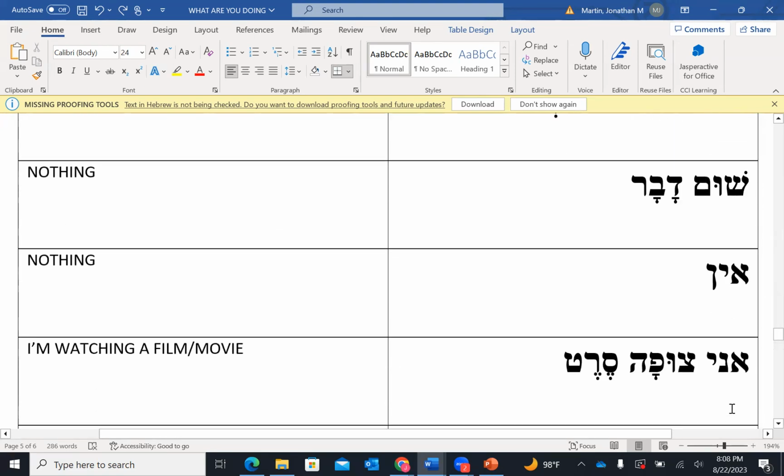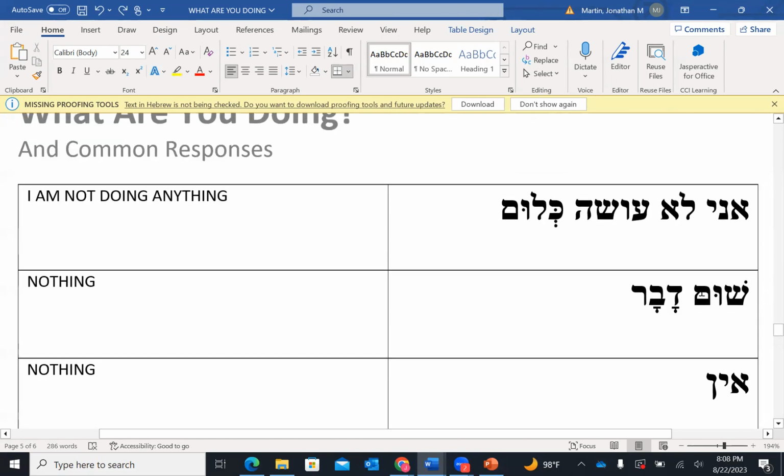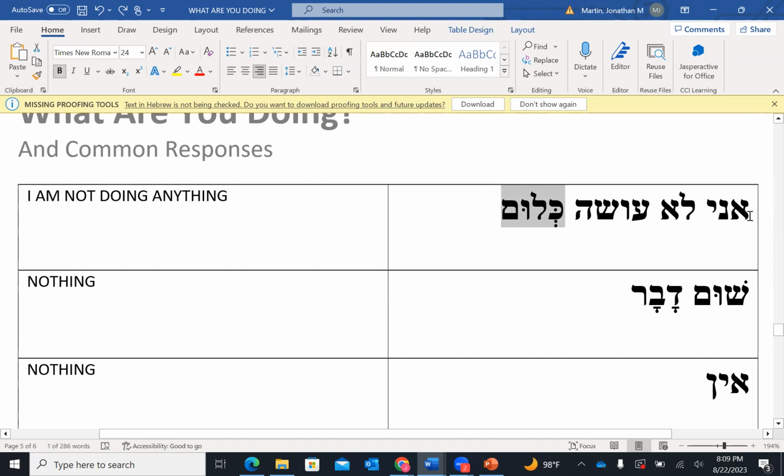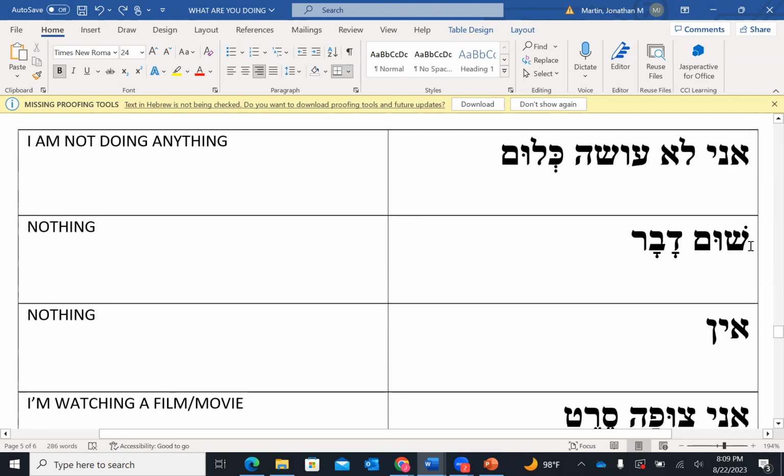Okay, so some of these words were actually sight words. You can see, for instance, kolam right here. But ani lo osa would have been a sight word, right? Shum davar was something that you would have never seen before, so I gave you the nikudot so you could sound it out, right? Ain would have been a sight word. These would have been words you would have been already familiar with.